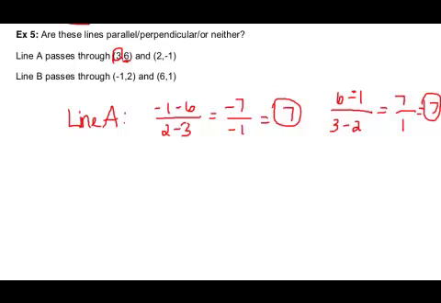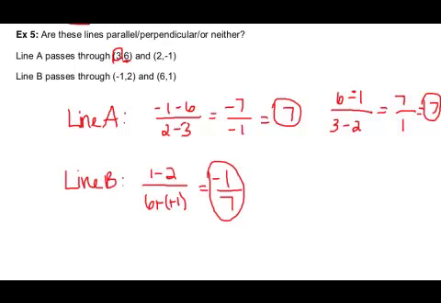So now I want you to pause the video, find the slope of line B, and then we'll determine whether they're parallel, perpendicular, or neither. Your slope for line B should be negative 1/7. So again, we take our y1 value, which is 1, subtract 2. Then we take 6 minus a negative 1. Again, subtracting is the same as adding the opposite, so that gives us a positive 7. So we get a negative 1 over 7.